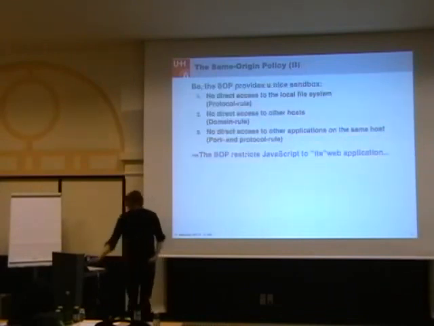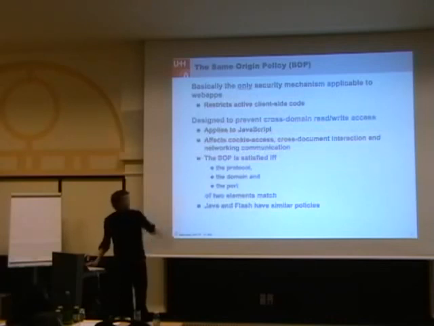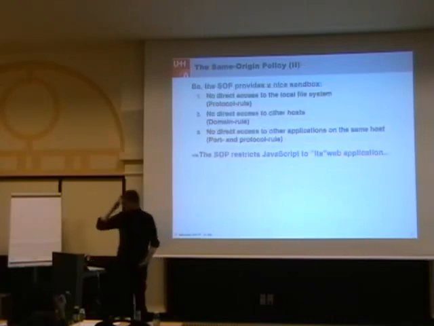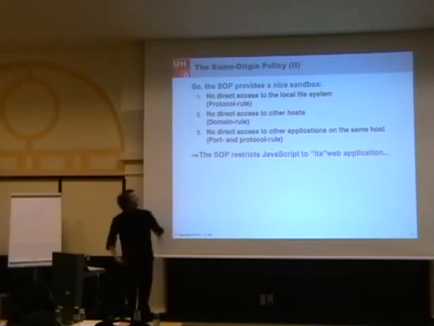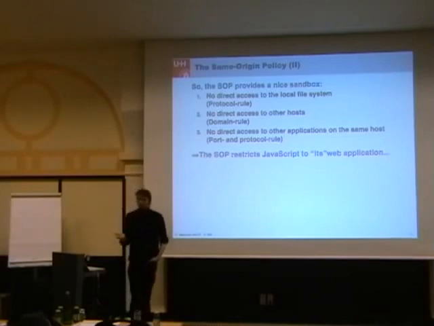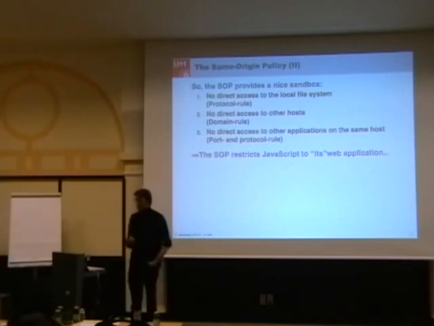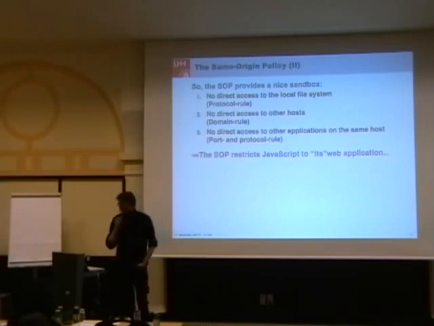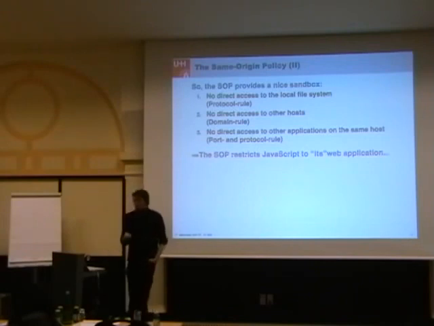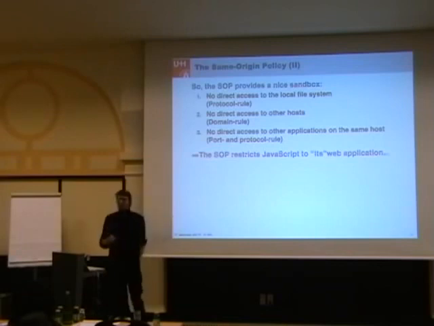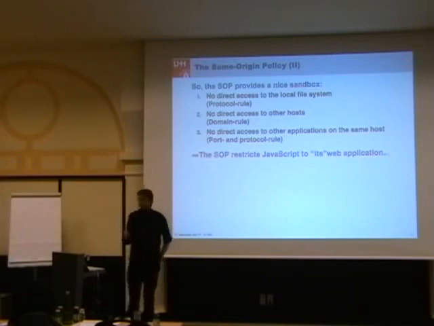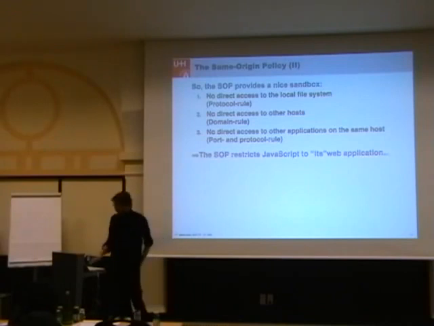If you look at that, with protocol, domain, and port, the same origin policy actually defines a rather nice sandbox. We have no direct access to the file system because the file system is accessed by the file protocol, while our web pages are accessed by HTTP, so the protocol rule matches here. There's no direct access to other hosts because of the domain property, and there's even no direct access to other applications that run on the same host because of the port policy. So the same origin policy should restrict the applications or JavaScripts of applications to their own web application, shouldn't it?